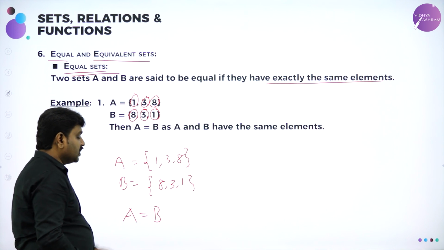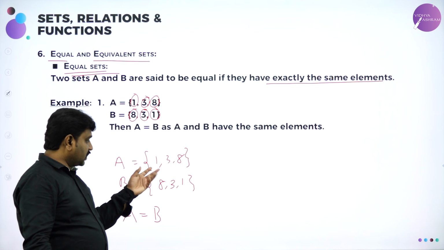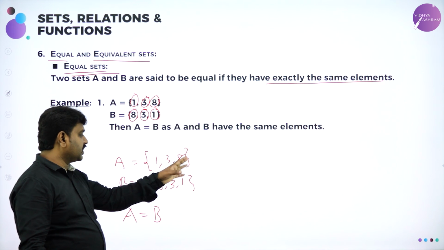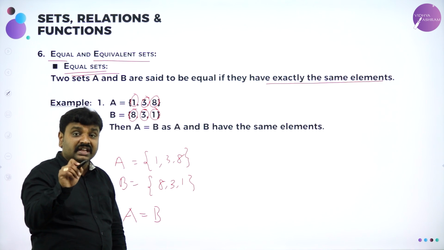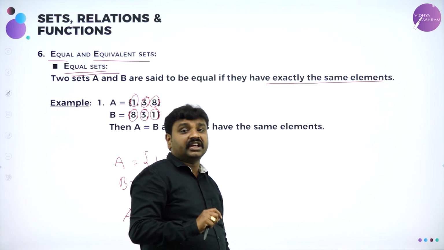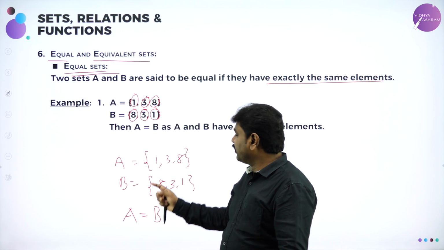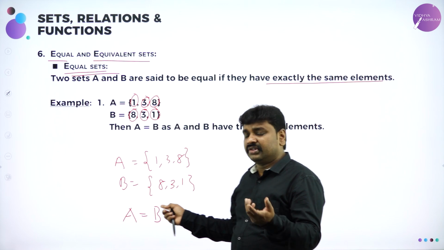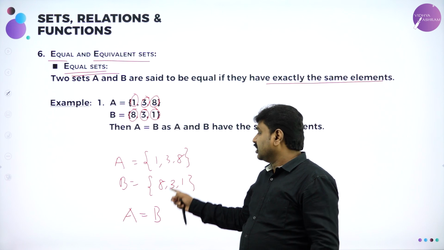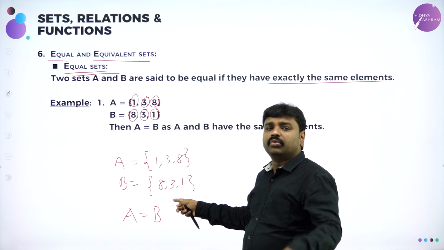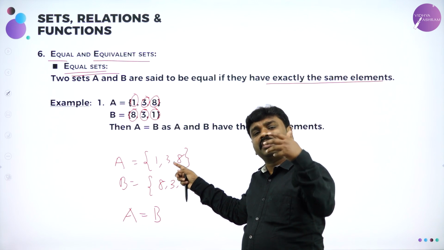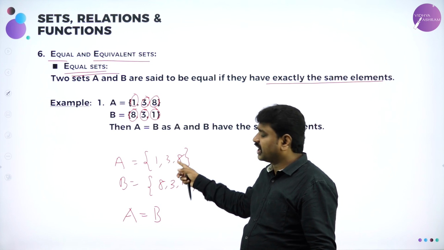Please understand. Here elements are not arranged properly. Here they are in ascending order, 1, 3, 8. Means in any set, the order of writing the elements is immaterial. However you write the elements, 1, 3, 8 or 8, 3, 1, both are the same. You can arrange the elements however you want.